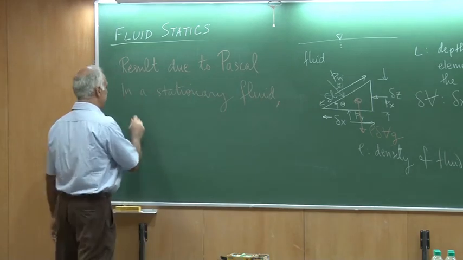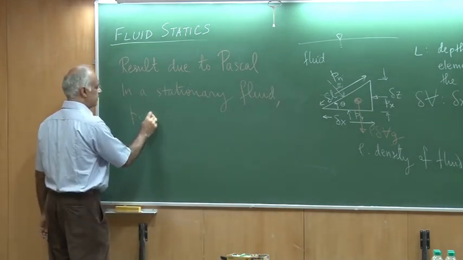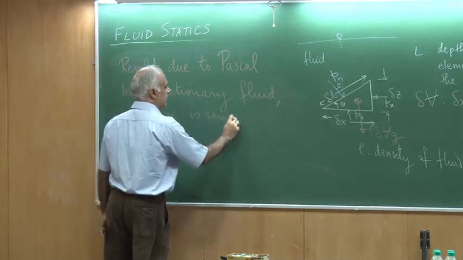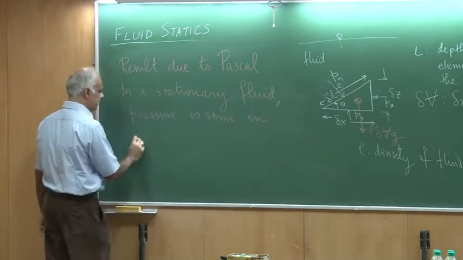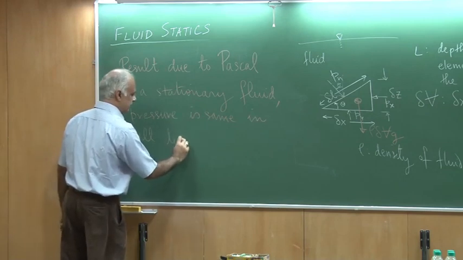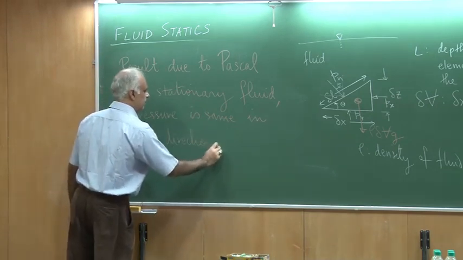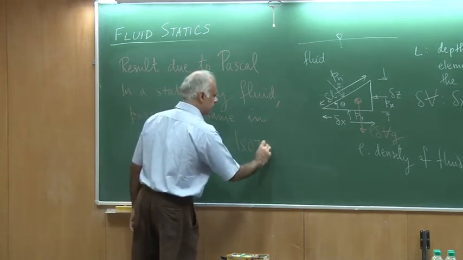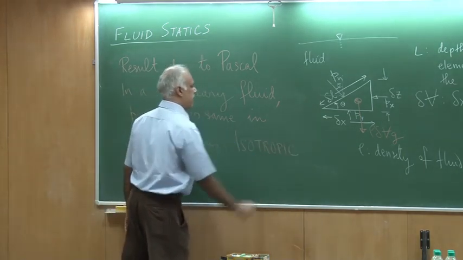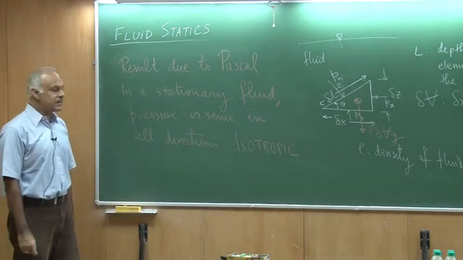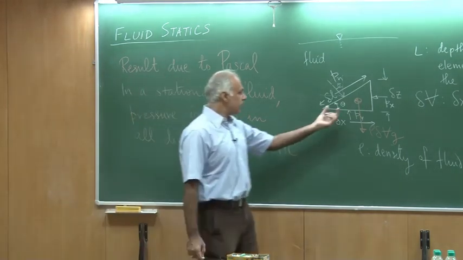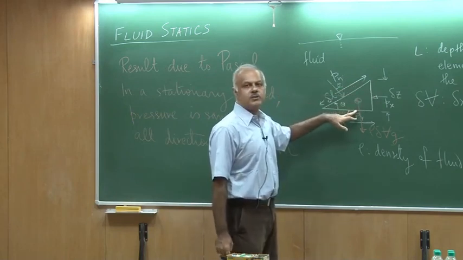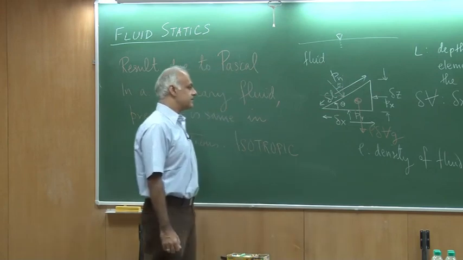in a stationary fluid, pressure is same in all directions. In other words, we could also say this is isotropic. So pressure is a very special quantity. So if I take a small fluid element, then pressure on all these faces are going to be equal. So that's a very important result.